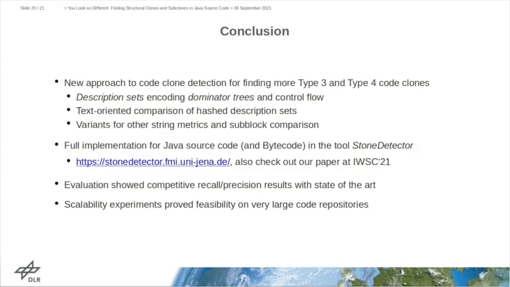In this talk, we have presented our new method to code clone detection and its implementation for Java source code in the tool Stone Detector. The method incorporates control flow information into clone detection using dominator trees and matches code fragments by textual comparison of its encoded paths, called description sets. Our evaluation on bclone bench showed that Stone Detector can find more of type 3 and type 4 code clones, in particular structural clones and subclones, at reasonable precision.